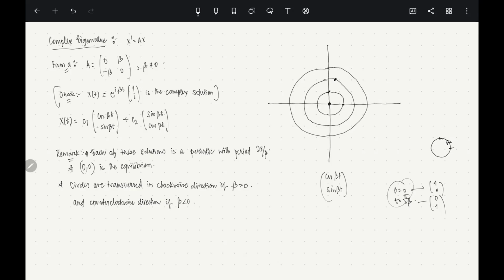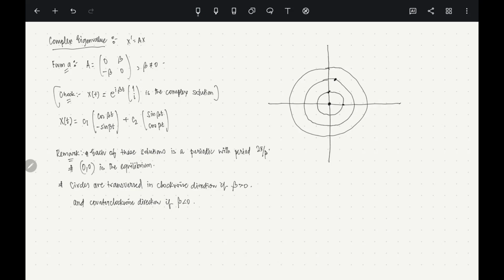Maybe I wrote something wrong. This is a mistake, right? One second. Let me just look at it. Sorry, there is a minus here. I missed that minus. I'm really sorry. So it is cosine beta t, minus sine beta t. So you do realize that here it will be 0, minus 1. So you see, it's a circle. It starts from 1, 0 at t equals 0. As t is increasing, at t equals pi by 2 beta, beta is positive, so it goes here. You see, it is moving towards this. That is why it is clockwise. Sorry for the confusion. So this goes towards.